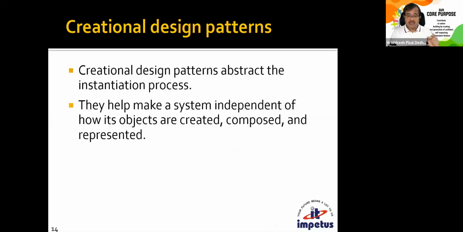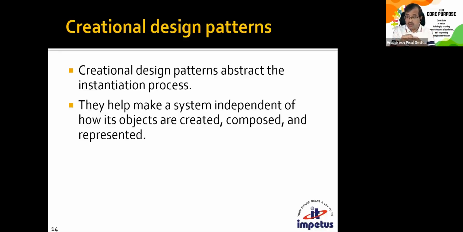They help to make a system independent of how the objects are created, composed, and represented. Client needs an object, so I'll give you an object that will fulfill your requirement. Please don't be bothered as to how that object was created, how it was composed, how it is internally represented, as long as your requirement is being taken care of. So we're going to abstract the instantiation process.